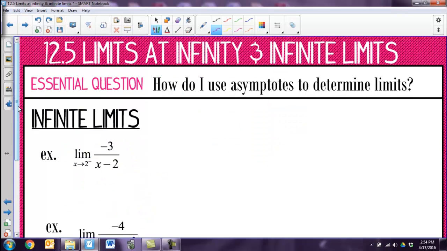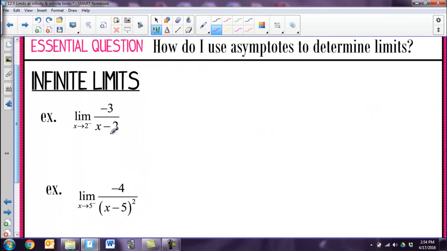So if I look at something like this guy, again, my first choice is always to try to plug in my number and see what happens. If I plug in 2 in here, I get negative 3 over 0, which tells me I have a vertical asymptote, which means I can't just calculate my limit there. If I look, the negative is the left side, so I want to think of a number that's to the left of 2 that's pretty close to 2. That number would be something like 1.9.